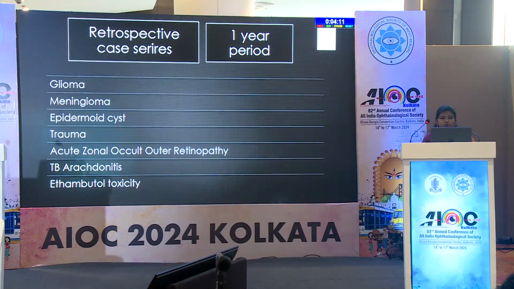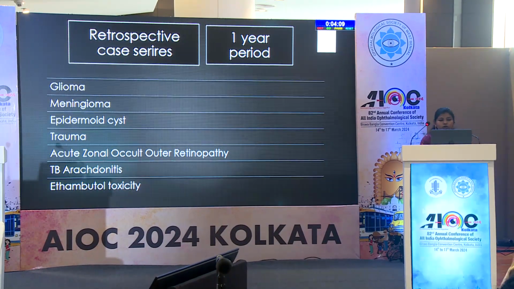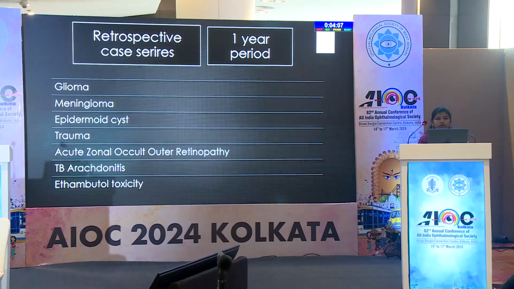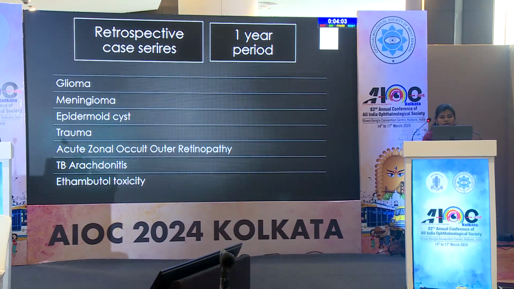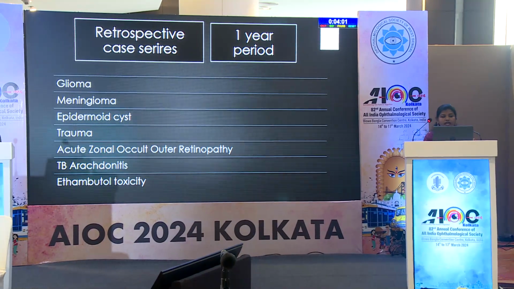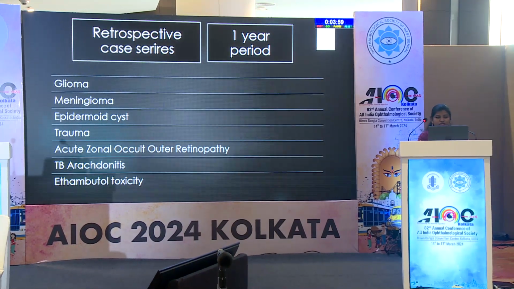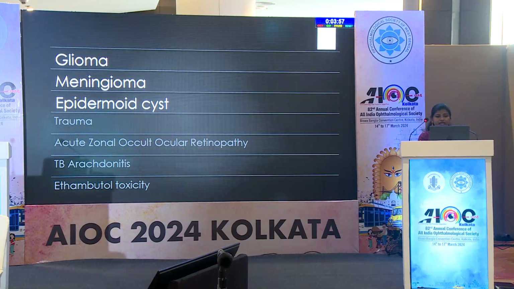We carried out a retrospective study where we found other causes of bitemporal hemianopia, which include glioma, meningioma, epidermoid cyst, trauma, acute zonal occult outer retinopathy, TB arachnoiditis, and ethambutol toxicity. The first three come under compressive lesions.